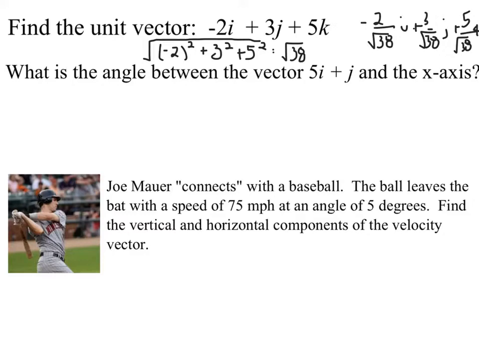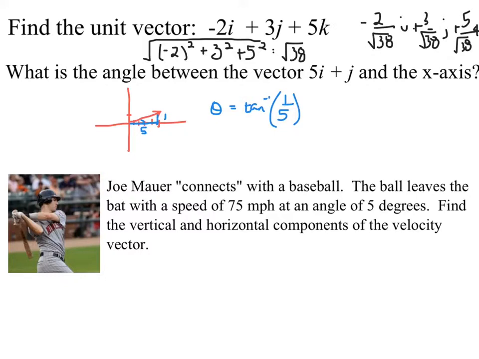Okay. Next, finding the angle between the vector 5i plus j and the x-axis. So let's talk about how we would do that. We would go over 5, up 1, so this is that vector. Of course, we're making a triangle out of this. To find that angle, we would simply use inverse tangent. So the angle would be equal to the inverse tangent of opposite over adjacent. We could type that into our calculator, and that would be it.